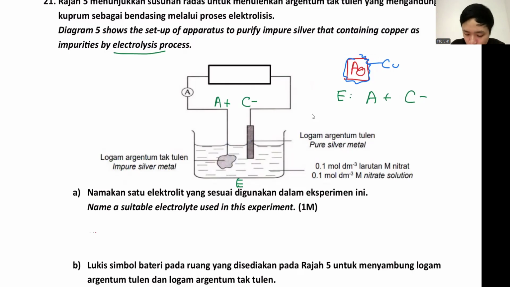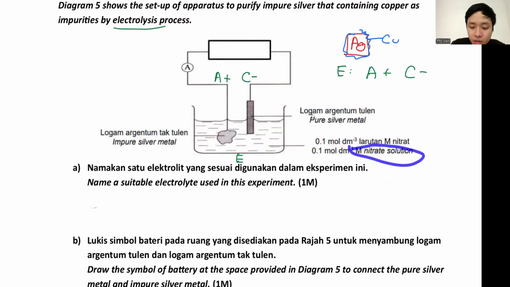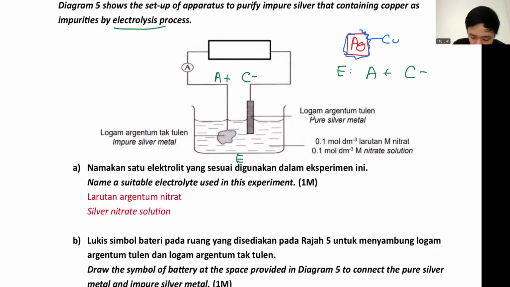So if we use silver in the electrolysis process, what is the electrolyte that should be used? Very simple. Here the title is M nitrate, but since they told you it's already silver, you just put silver nitrate solution, AgNO3 solution.